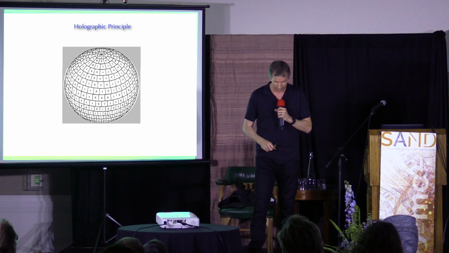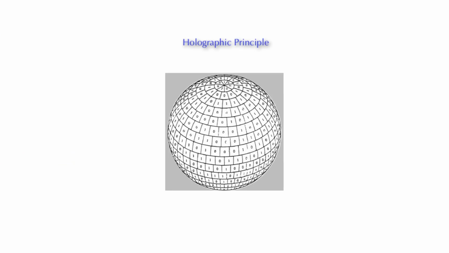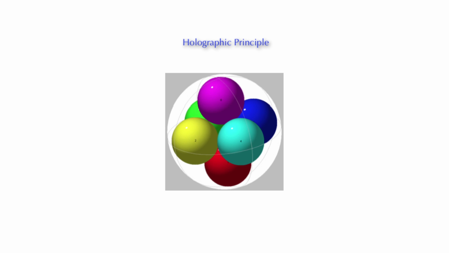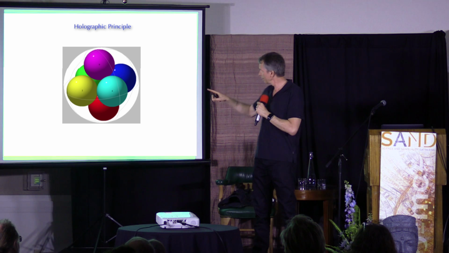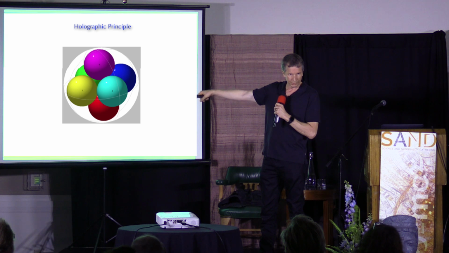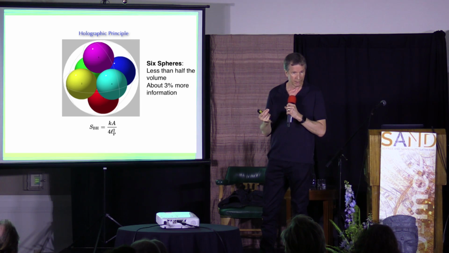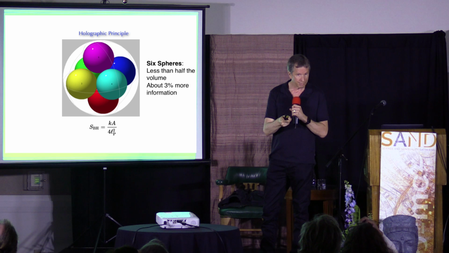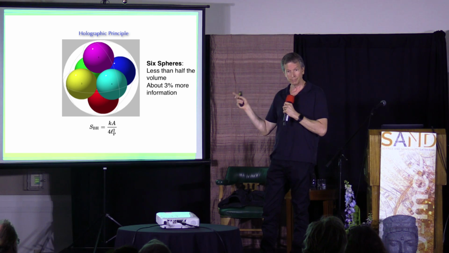What this means is the following. Suppose I have a big sphere with a certain volume. I can stick as much information in it as proportional to the surface area of that sphere. But now imagine that I take 6 smaller spheres of equal size that just fit inside. I've illustrated it there. Now you can see that they have less volume than the whole sphere. In fact, they have roughly half. But they have more surface area. The 6 small spheres have less than half the volume, but they have more surface area than the big sphere.